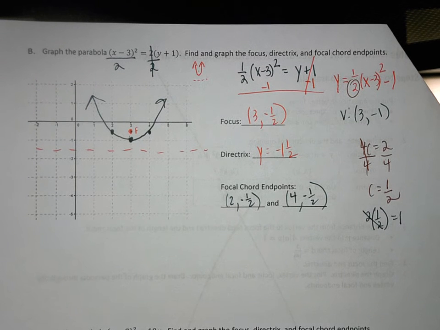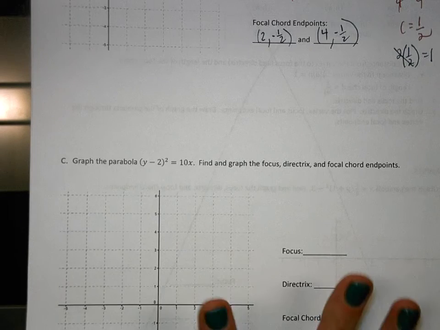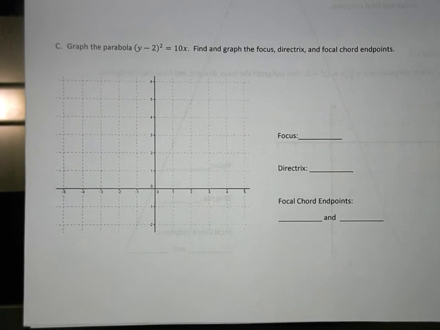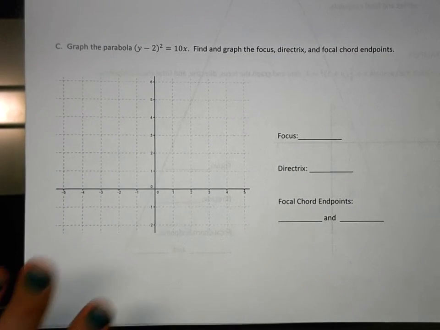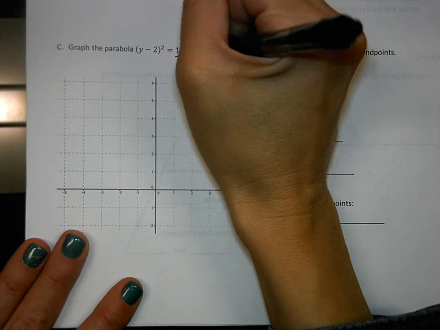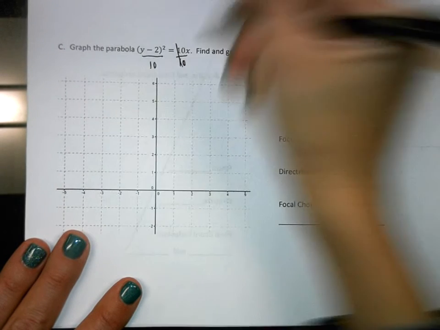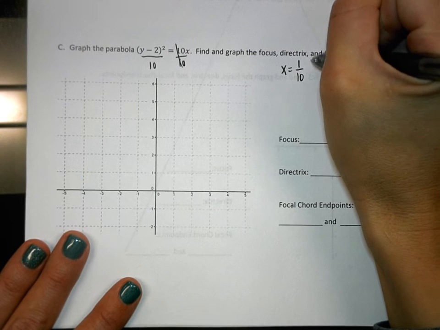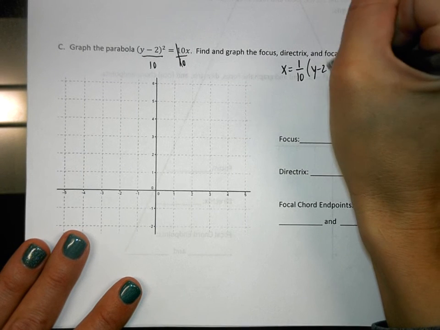Okay, any questions before we move on? We're good? Pretty easy? Okay, so what are you going to do on C first? Divide by 10. Good, divide by 10. Okay, and then I'm going to go ahead and rewrite this. So we have it as x equals 1/10, and then we have y minus 2 squared.